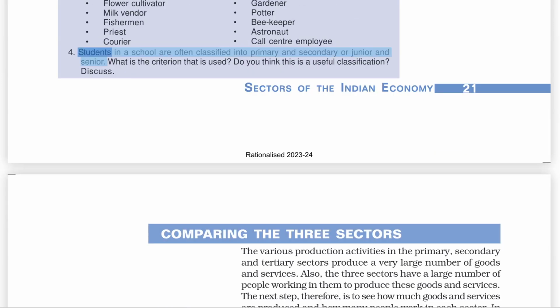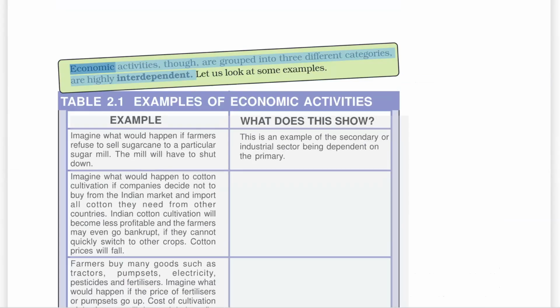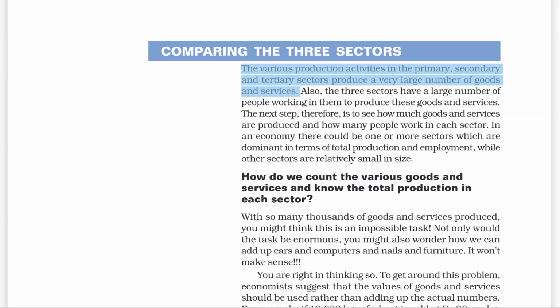4. Students in a school are often classified into primary and secondary or junior and senior. What is the criterion that is used? Do you think this is a useful classification? Discuss. Economic activities, though they are grouped into 3 different categories, are highly interdependent. Let us look at some examples. The various production activities in the primary, secondary, and tertiary sectors produce a very large number of goods and services.